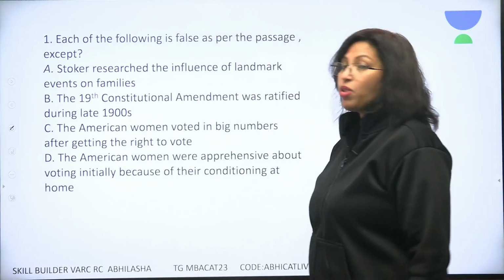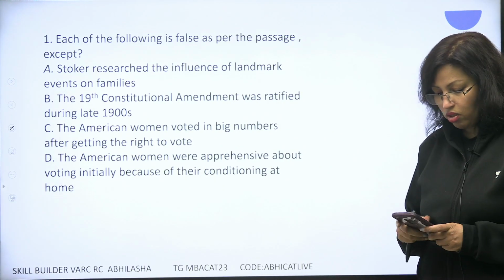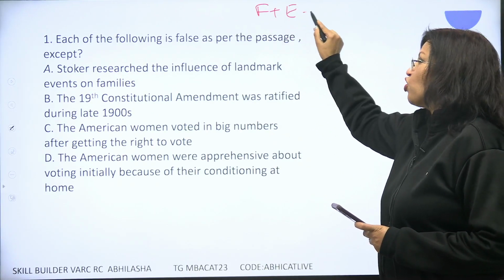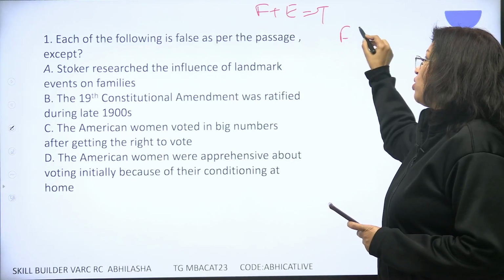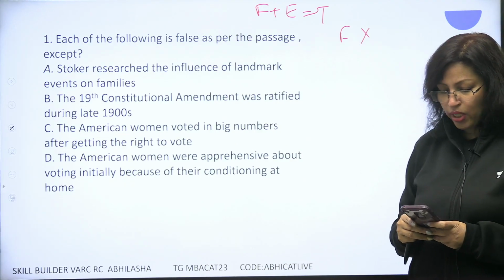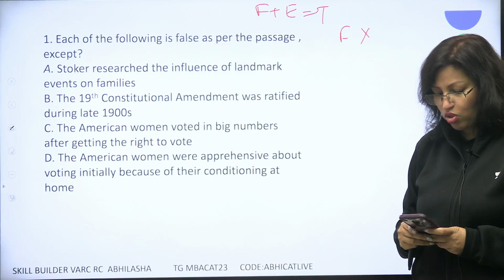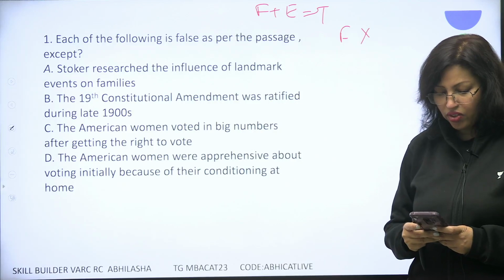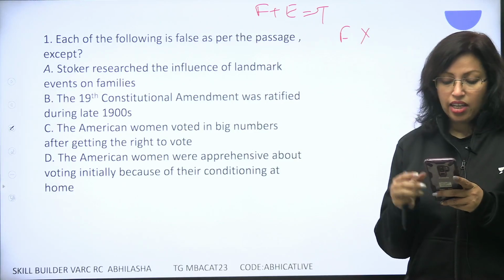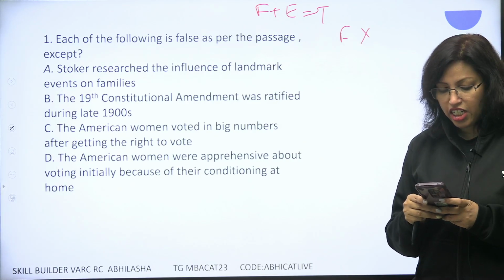Alright, one more from the same passage. Each of the following is false as per the passage except. So let's take a look. So again, false plus except will be what? Eliminate, so this should be true. So what will we do? We will eliminate all the false options. Whatever remains will be the answer. So Stoker researched the influence of landmark events on family. The 19th constitutional amendment was ratified during late 1900s. The American women voted in big numbers after getting the right to vote, and the American women were apprehensive about voting initially because of their conditioning at home.